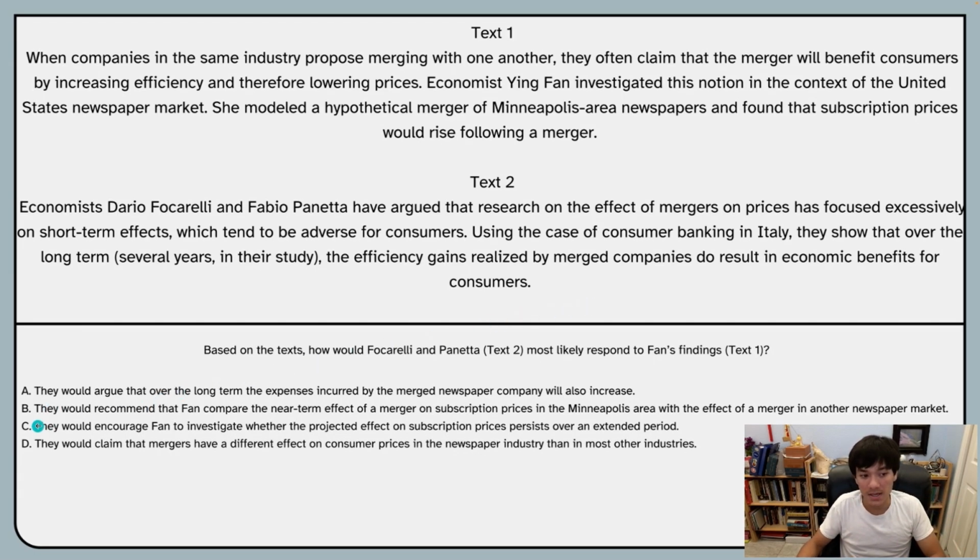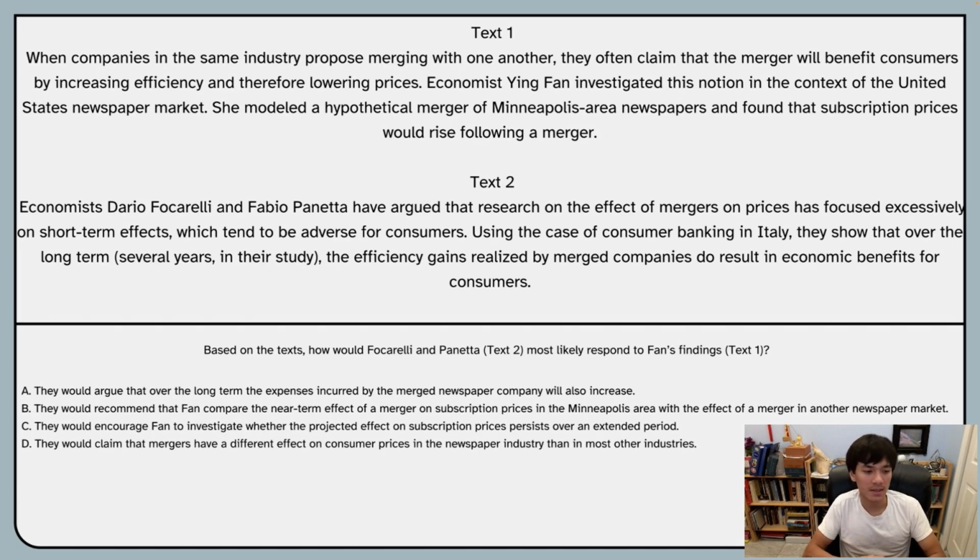Let's look at B. B says they would recommend that FON compare the near-term effect of a merger on subscription prices in the Minneapolis area with the effect of a merger in another newspaper market. The reason B is trying to trick you is because they're trying to make you think that FON should conduct a more extensive study. However, this does not relate to the question. The question is asking you, how would the authors of Text 2 respond? In Text 2, they don't talk about another newspaper market, and they definitely don't talk about the near-term effect. They're arguing that the long-term effect would result in efficiency gains and economic benefits. So we know that B is not correct either.